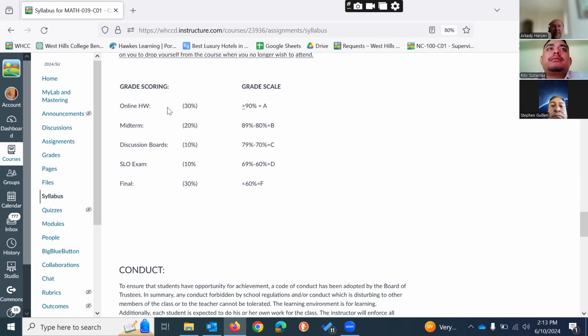And so the way I've broken this down is online homework is 30% of your grade in the class. The midterm is going to be 20, the discussion boards are 10, the SLO exam is 10, and then the final is 30% of your grade. So it's kind of heavy towards the end, but at that point you should know the material as well. So let me just do one little thing real quickly here.